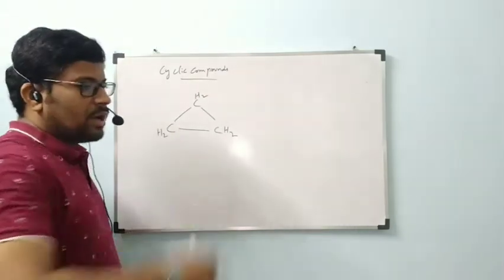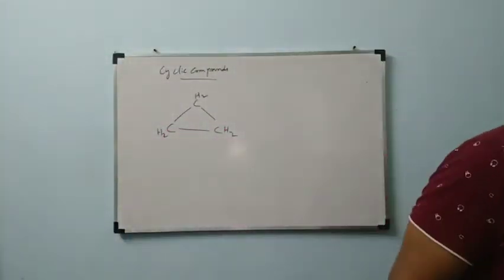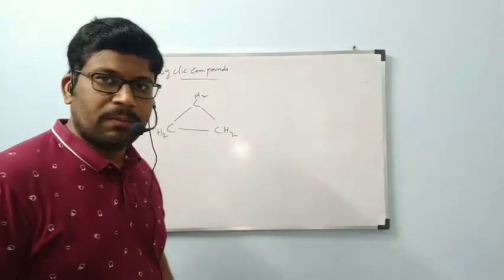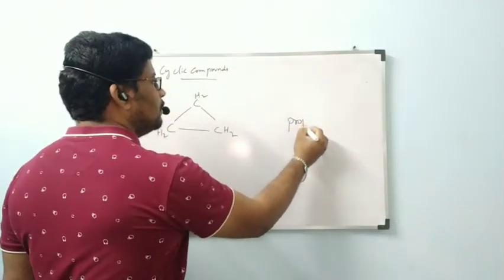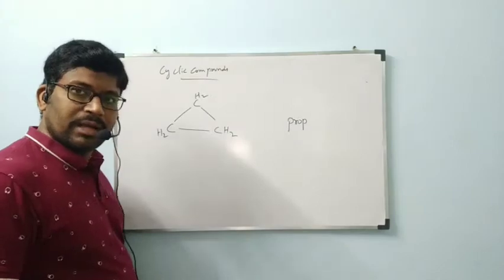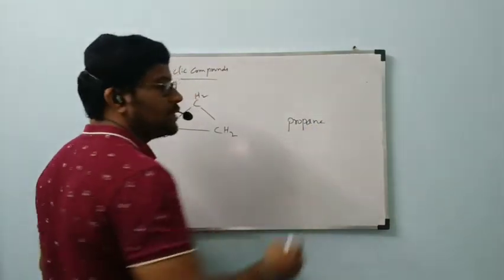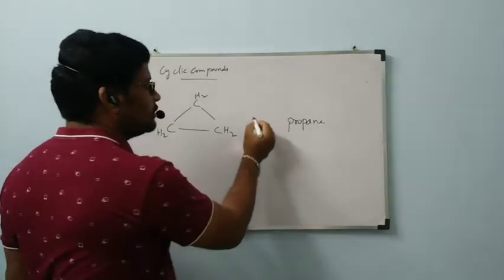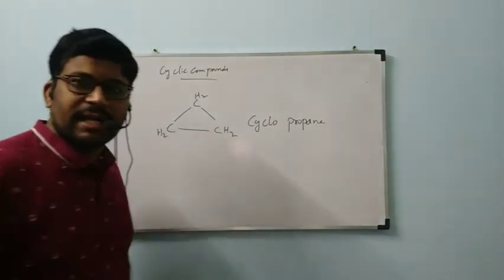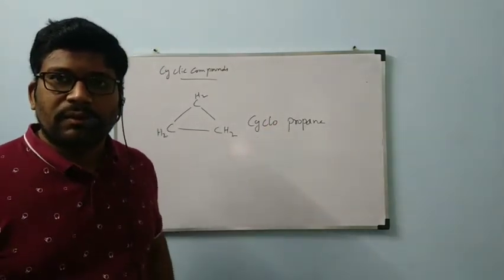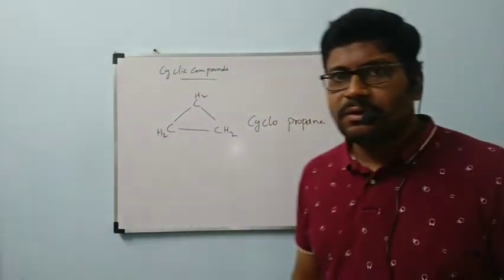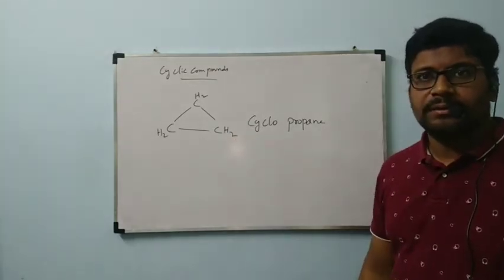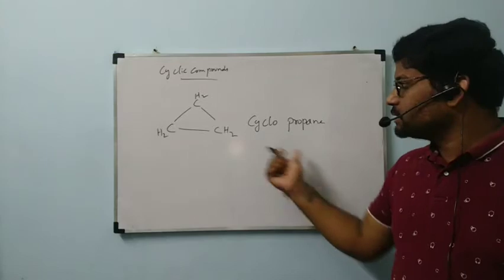Now, how to name this compound? This compound has 3 carbons. What is the root word? Prop. All are single bonds only, so ane. But we have to show the difference from the straight chain, so for every cyclic compound we will write cyclo. Now the name of this compound will become cyclopropane.